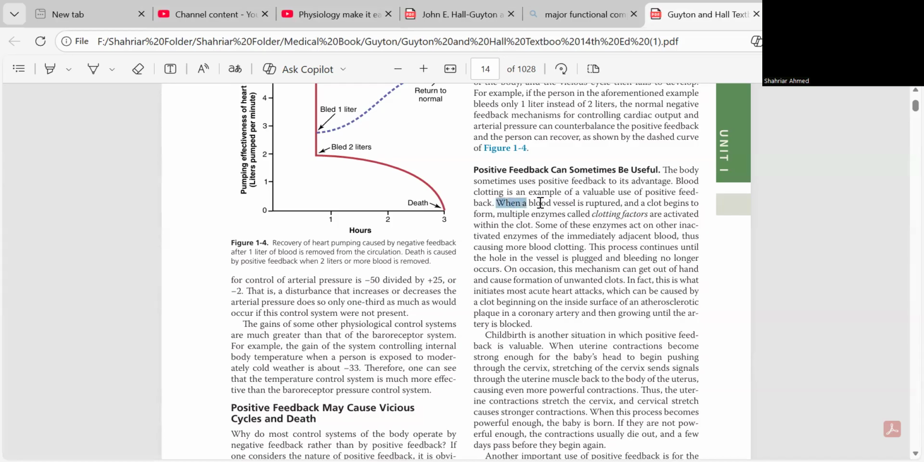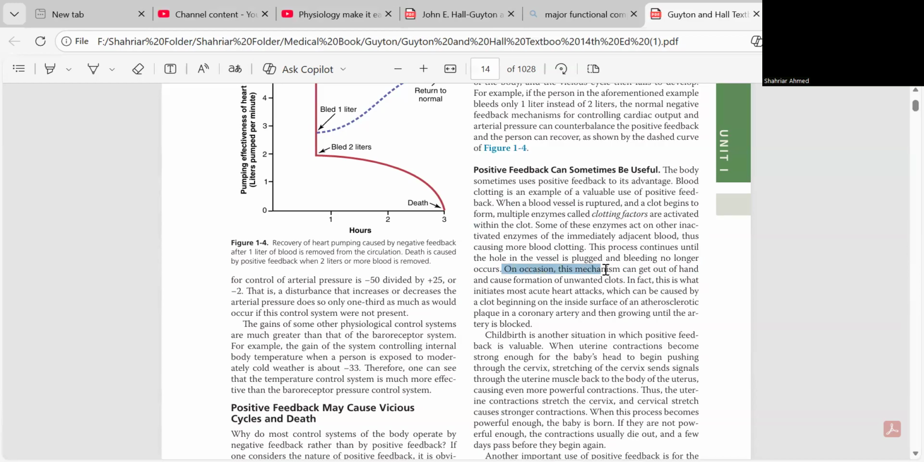When a vessel is ruptured and a clot begins to form, multiple enzymes called clotting factors are activated within the clot. Some of these enzymes act on the inactivated enzymes of the immediately adjacent blood, thus causing more blood clotting. This process continues until the hole in the vessel is plugged and bleeding no longer occurs. So one example is blood clotting.